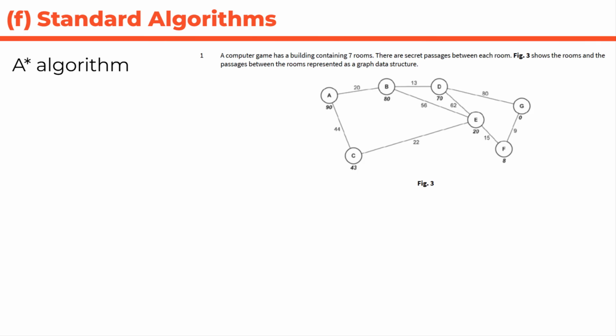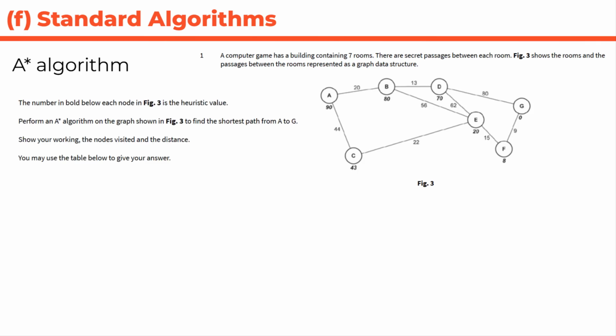Here's an exam question. A computer game has a building containing 7 rooms. There are secret passages between the rooms. Figure 3 shows the rooms and the passages between the rooms represented as a graph data structure. The number in bold below each node in figure 3 is the heuristic value because they're already provided. Perform an A-star algorithm on the graph shown in figure 3 to find the shortest path from A to G. A to G, people. That's where we're going.